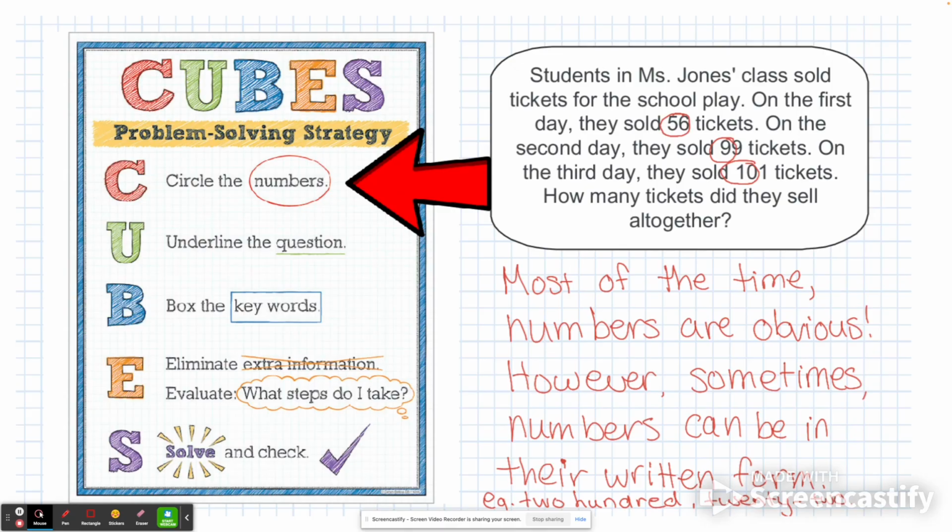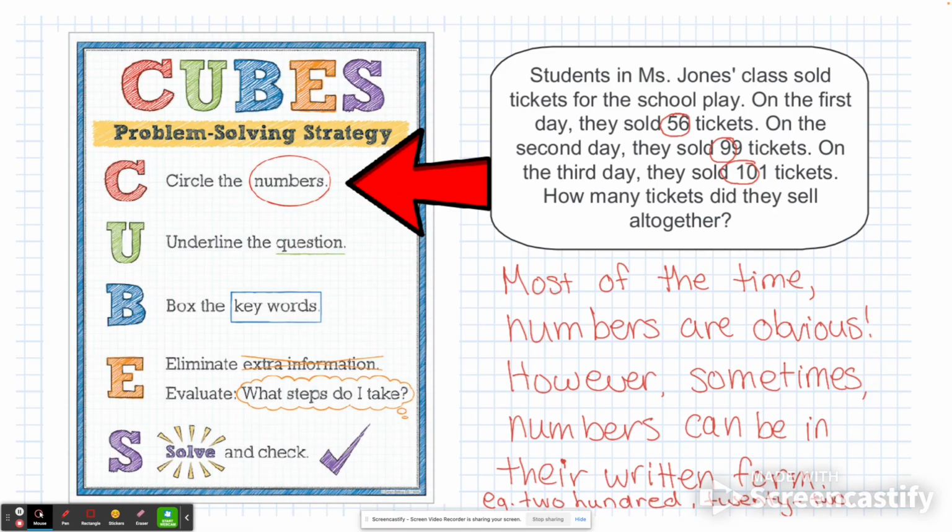First one here, circle the numbers. Our question today is, students in Miss Jones's class sold tickets for the school play. On the first day, they sold 56 tickets. On the second day, they sold 99 tickets. And on the third day, they sold 101 tickets. How many tickets did they sell altogether? Okay, so first step we have to do is circle the numbers, which I've done on the screen. We've got 56 tickets, 99 tickets, and 101 tickets.